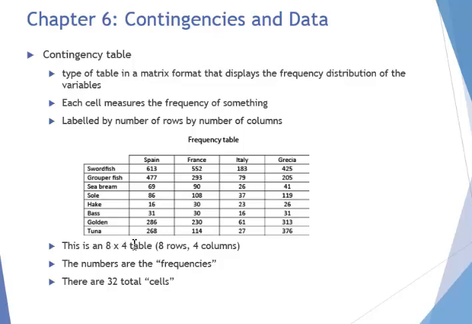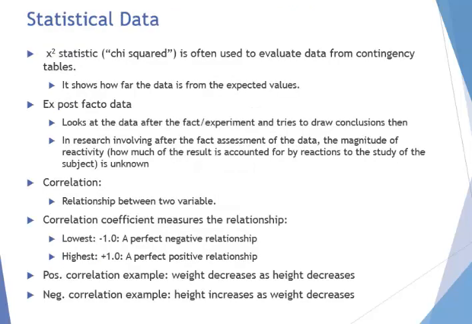What is important is to know that this is an 8x4 table, because there are 8 rows and 4 columns across the top. These numbers are frequencies because they're the frequency of whatever they represent, the number of fish that are eaten, whatever. And then there are 32 total cells, 32 total numbers in here. So obviously this means 30 bass in France and 27 tuna in Italy. Again, whatever those represent, I'm not 100% sure what they represent. It doesn't matter. The point is, this is a type of contingency table that shows you what the contingencies are for each, or how often they occur for each event.